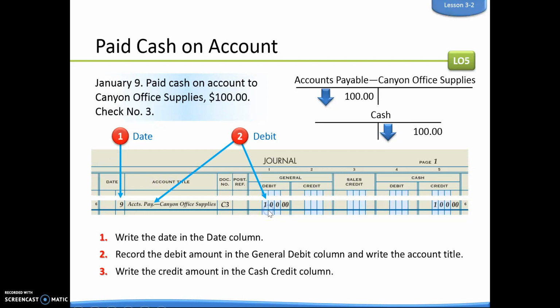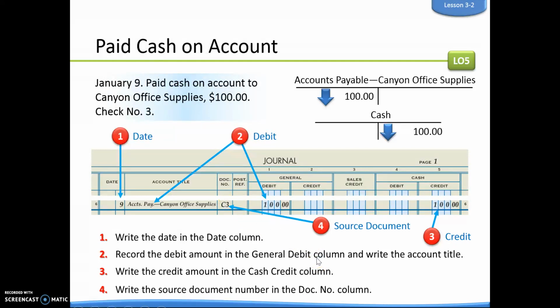Our credit goes back to our special amount column. We're working with cash again, so we just come over to our cash credit column and put the $100 in. You do not need to write cash over here. If you do that, you're simply making an extra step for yourself. Accountants just don't do that. We use our special amount columns as listed over here in columns 3, 4, and 5. And then lastly, we put in our source document number, which is check number 3. So C3 goes up in our document number, and that is journalizing our transaction for paying cash on account.